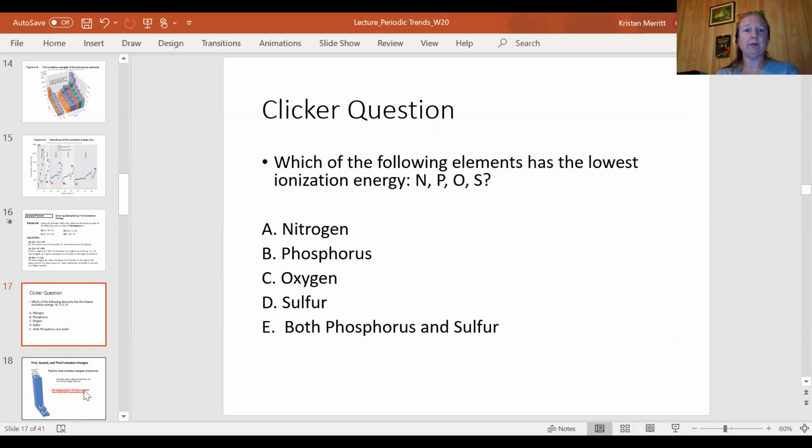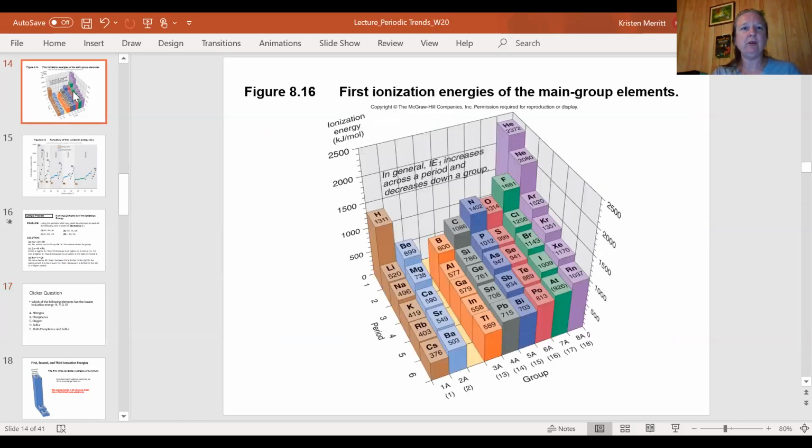Nitrogen, phosphorus, oxygen, sulfur. Once again, we had that question for radius, and so the answer should be the opposite. The lowest ionization energy means it's easier to remove: nitrogen, phosphorus, sulfur, oxygen. It wouldn't be nitrogen or oxygen because they're at a lower period number. So of sulfur and phosphorus, phosphorus is further left, and sure enough, it does have the lowest ionization energy. Whoops. Actually, no, that's not correct.